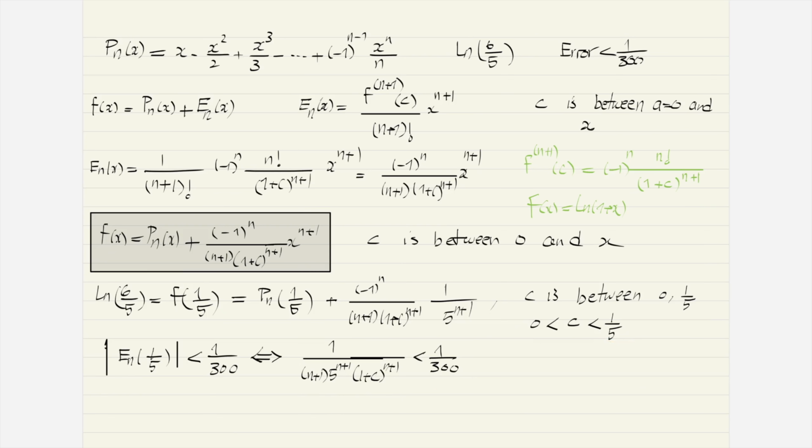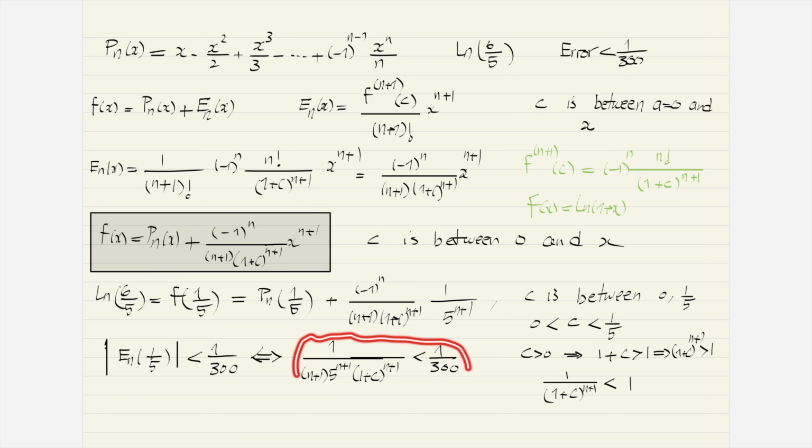When you say that c is between 0 and 1 over 5, it is guaranteed that c is positive. So when c is positive, 1 plus c is also greater than 1. Why am I interested in 1 plus c? 1 plus c appears here. So now if I raise it to the power n plus 1, then (1 plus c) to the power n plus 1 is greater than 1. If a number is greater than 1, then 1 over that number, if that number is of course positive, is less than 1. Okay?